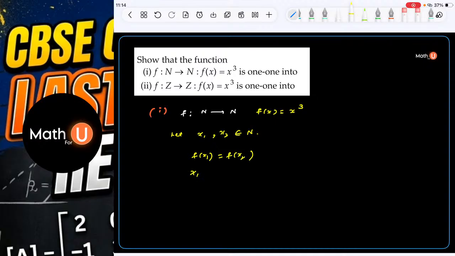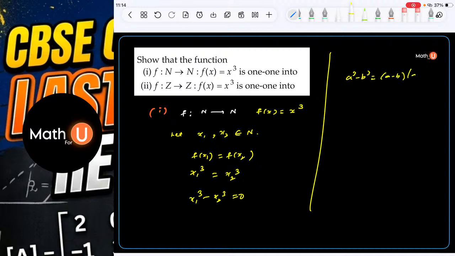That is x1 cube equal to x2 cube, then x1 cube minus x2 cube is equal to 0. Apply the formula a cube minus b cube, that is a minus b into a square plus ab plus b square. We get x1 minus x2 into x1 square plus x1 x2 plus x2 square, this is equal to 0. See, here x1, x2 are natural numbers.